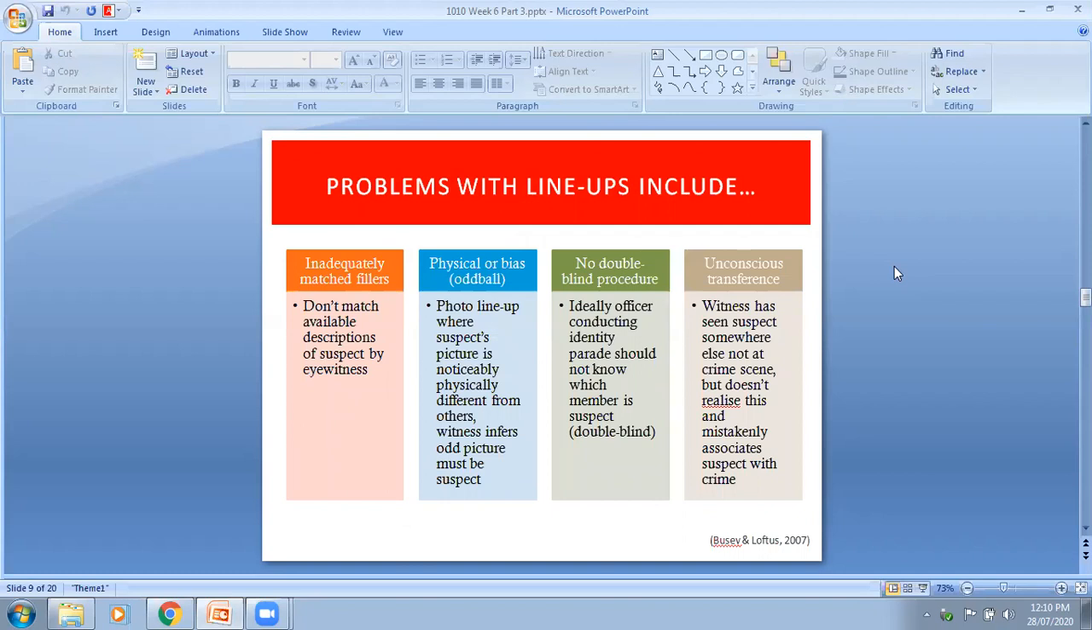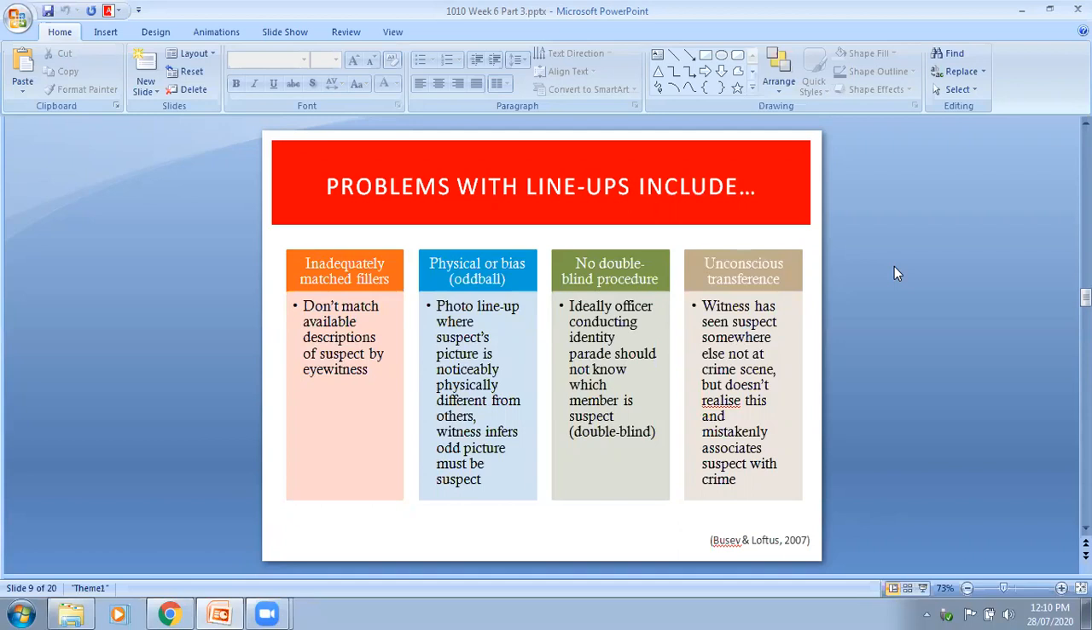There's 4, as you can see. Inadequately matched fillers. These are the innocent fillers who are in the lineup to just make out the numbers, and they don't look anything like the suspect, so the suspect sticks out. So the fillers need to be similar to the suspect. Where this can become problematic is if you've got a suspected offender who's got half an ear missing or a visible scar on their face. I don't know whether they have access to some really good makeup artists to help here, but you need to have the fillers not sticking out.